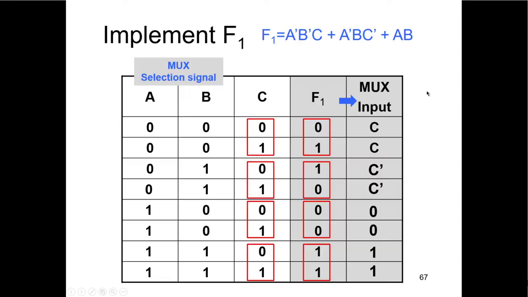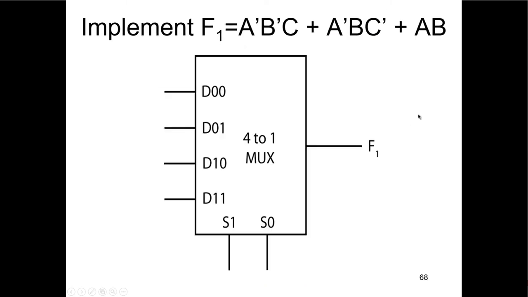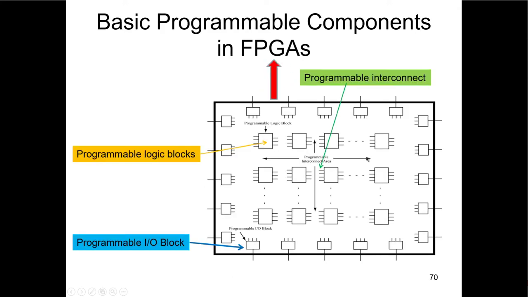All right, A and B drive the select lines, and then C is just routed to the input, or either ground or power is routed to it, or C is our inverse C. So here's how you implement it. You're going to put A and B down here, and you're going to put C prime, 0, and 1.